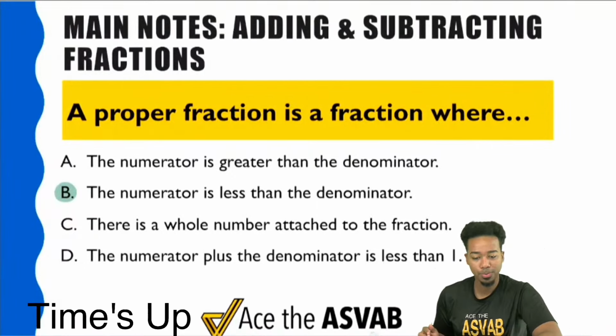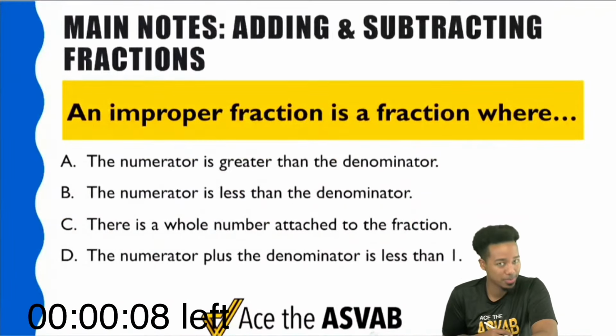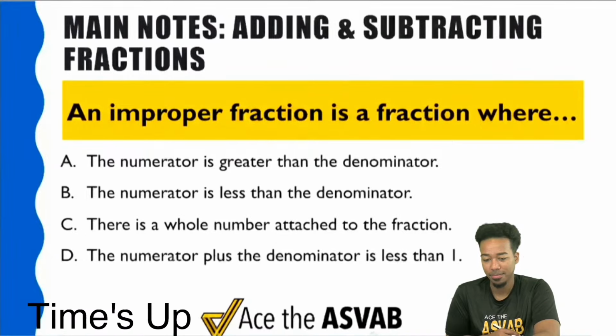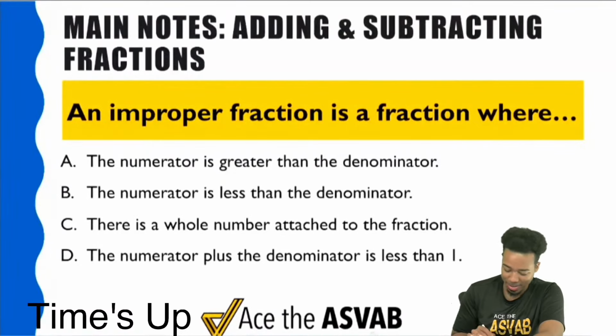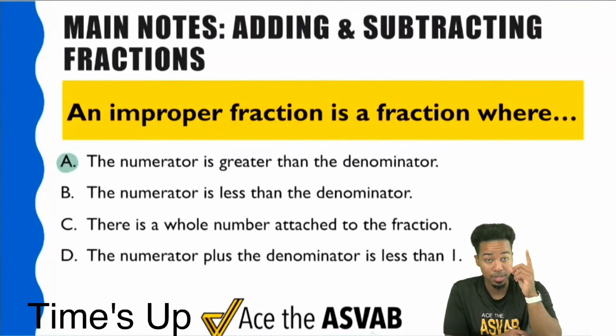3, 2, and 1. What's this one? Y'all have heard of this one before, a lot more than you've heard of a proper fraction. What's this one going to be? Yep, that's going to be A, correct. An improper fraction is where the numerator, the top, is bigger than the denominator or the bottom.